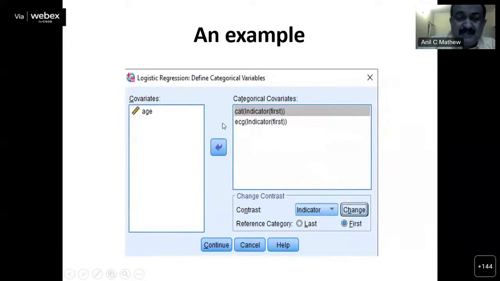They will ask you which are the categorical variables. In logistic regression analysis, an independent variable can be categorical or continuous. Age is a continuous variable, and catecholamine value and ECG are the categorical variables. Here we may have to change the reference category. 0 is no and 1 is yes, but SPSS will not understand that. When the reference category is first, the number you have given 0 is the reference category, and compared to 0, what will happen to the variable you coded as 1? That is the meaning of it. If you want, you can change this reference category.